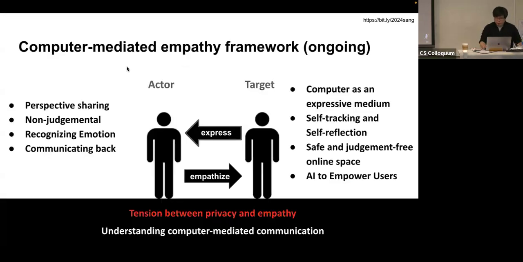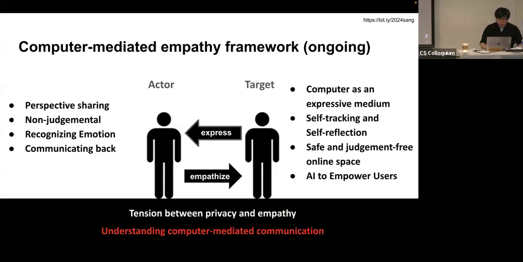I'm probably going to have to stop, but one thing I want to highlight is that there's a high tension between privacy and empathy. Empathy involves expressing and revealing your context and personal data. If I share it with someone, that may help other people understand me, but it means that you are sharing your own personal data. So we need to pay attention to this tension.